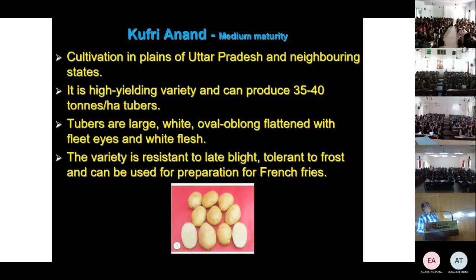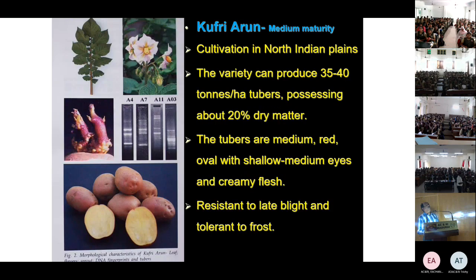Kufri Anand, this is also growing in Uttar Pradesh and neighboring states. It is a high yielding variety and resistant to late blight and tolerant to frost, used for preparation of French fries. Next, Kufri Arun, it is also a medium variety, cultivated in northern Indian plains, red colored skin variety, resistant to late blight and tolerant to frost.